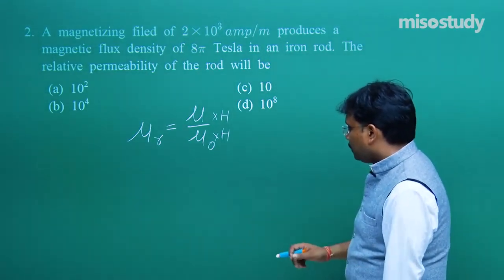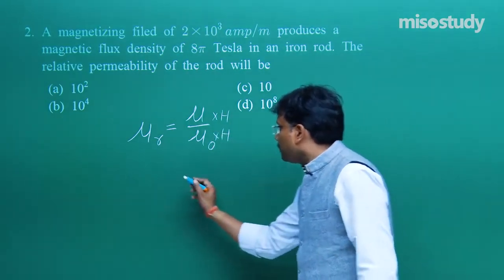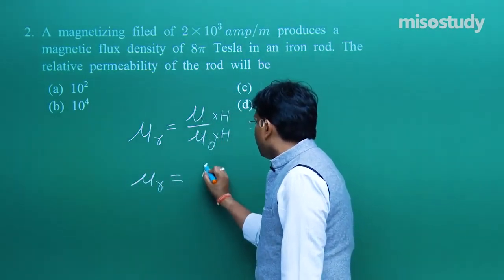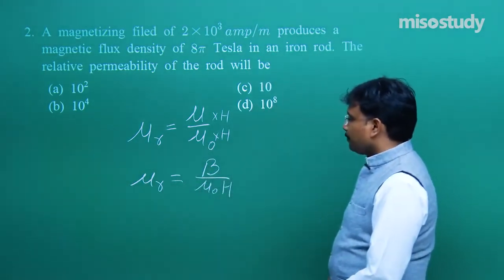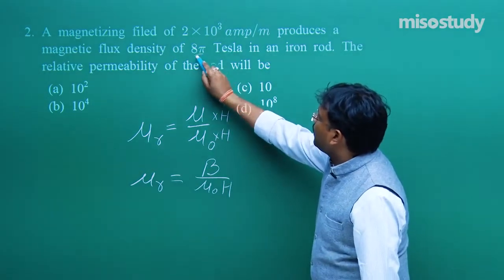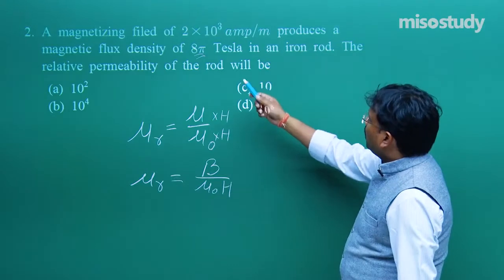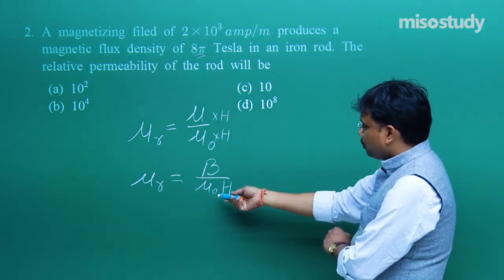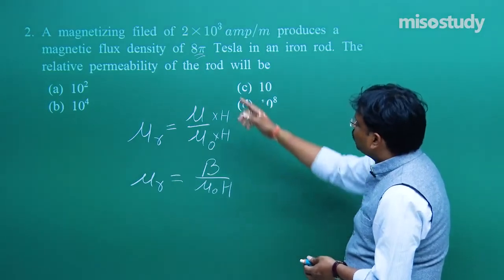Next step, what you will get, this mu naught H is fine, but mu H is B. So what I can write down, mu r is equal to B upon mu naught H. Fine. Now the value of this B is 8 pi, given. The value of H is given as 2 into 10 to the power 3. Mu naught is 4 pi into 10 to the power minus 7.